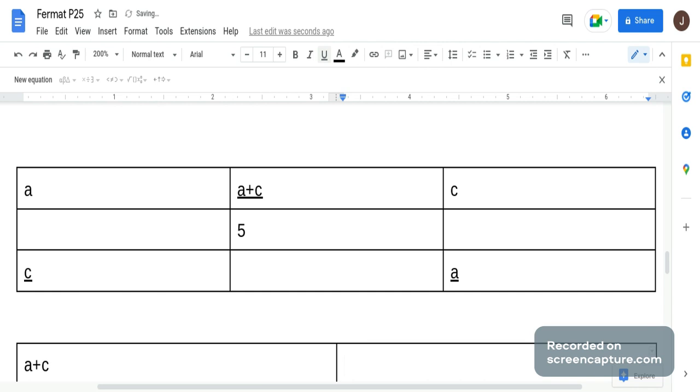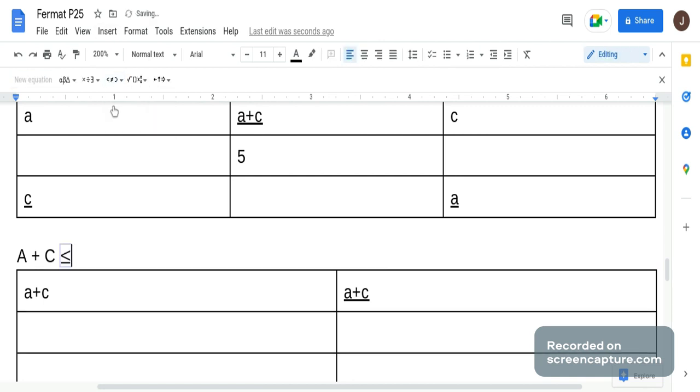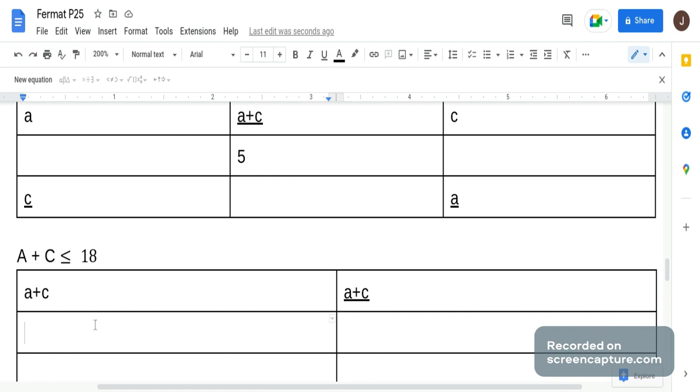In this case, you can try calculating by yourself later, but I'm just going to tell you the conclusion. Remember first that A plus C must be less than or equal to 18. Why? Because the maximum value of A is 9 and the maximum value of C is 9, so the maximum value of A plus C is 18. So now we can do casework.